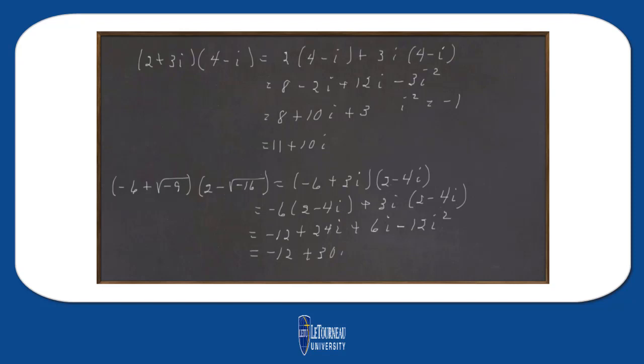All right, here we go. We've got -12 plus 30i plus 12, or just plain -30i.